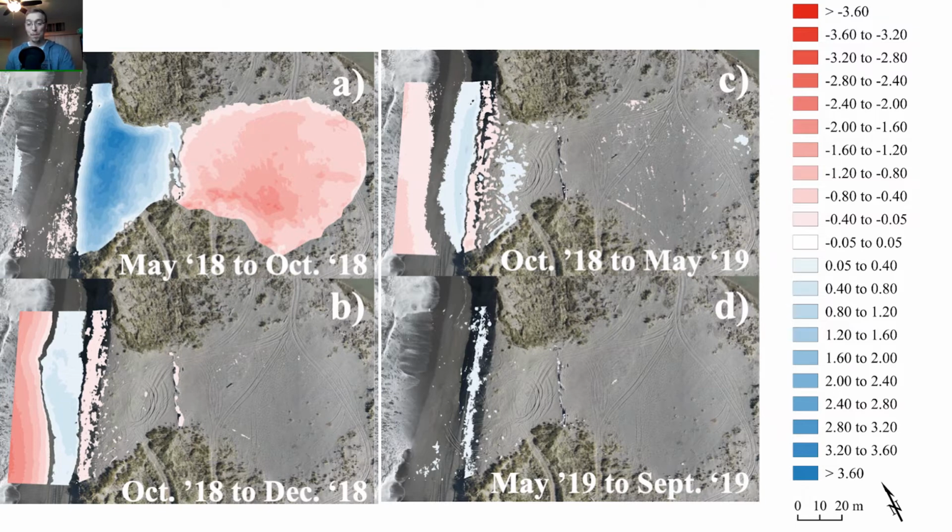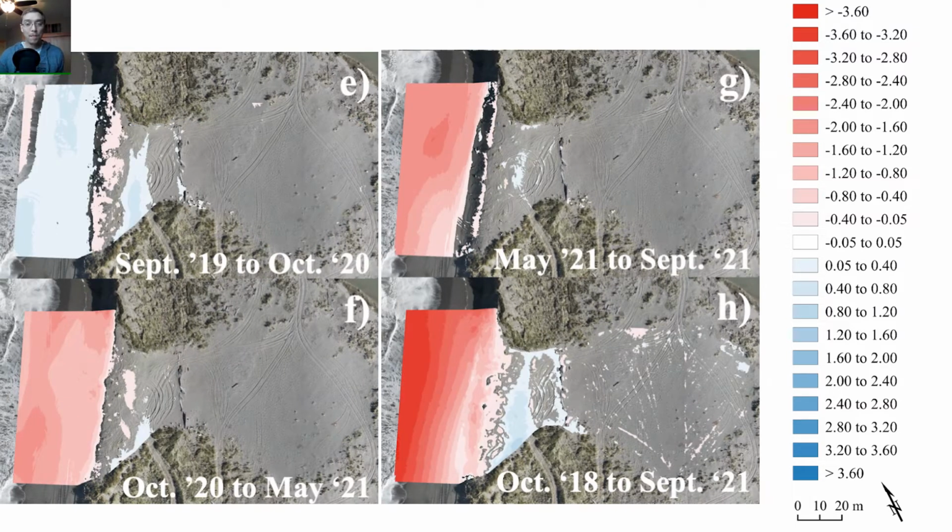Let's step forward a little bit. So here we are in September of 2019 through October of 2020. Look at that, we see some deposition along the beach. And then the erosion started in October of 2020 through May of 2021, and May 2021 through September of 2021. We saw significant erosion along this section of beach. And there you can see it from October of 2018 to September of 2021 at the bottom. The beach has been severely eroded, the dune has been severely eroded, and let's see what that looks like from the ground.